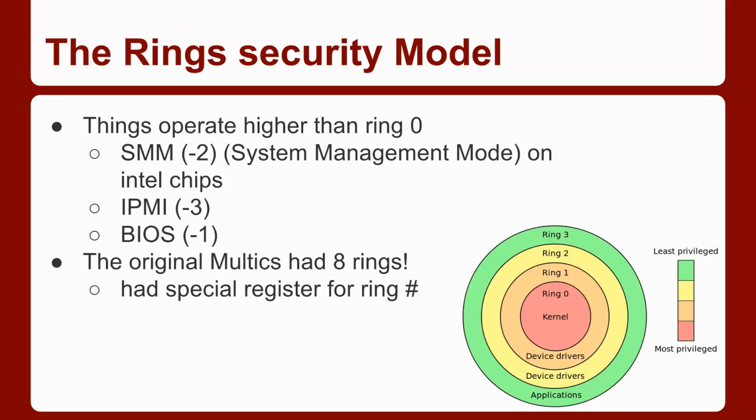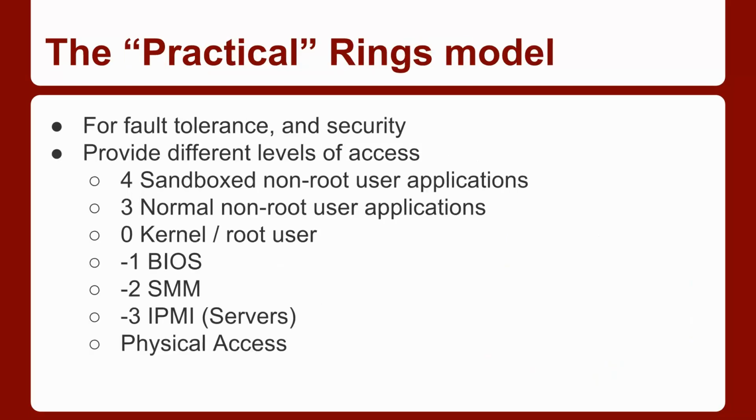So another thing to note is that the original Multics had 8 rings, and there was a special register that the processor used to keep track of what ring each thread was operating on, and when an interrupt would trigger or a thread would switch, it would save that ring, perhaps on the stack or wherever, and then switch to the ring that the next thing was running at. And that's how it would keep track of it. So it's very, very interesting. They took the least permissions model to the max.